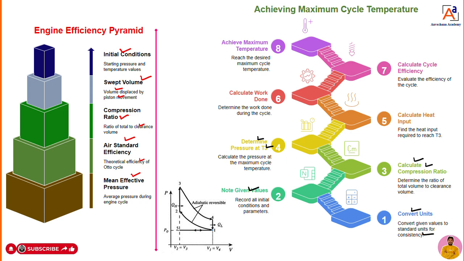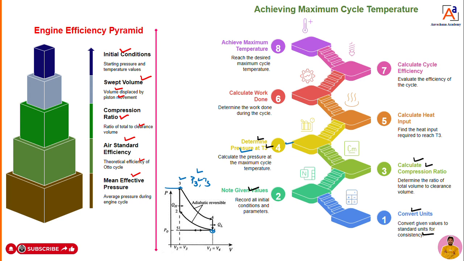PV diagram. Here, at point 3, you can get the maximum pressure. That means you need to calculate P3, the maximum cycle pressure at point 3. What is the pressure at point 3? That is P3. What is the temperature at point 3? That is T3. So you need to calculate the pressure at temperature T3. That step we can call the fourth step.